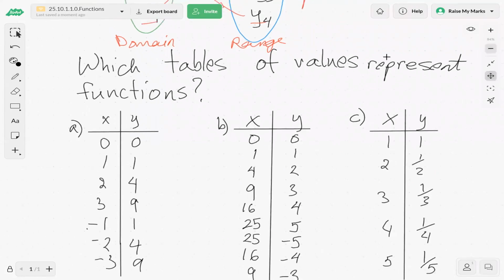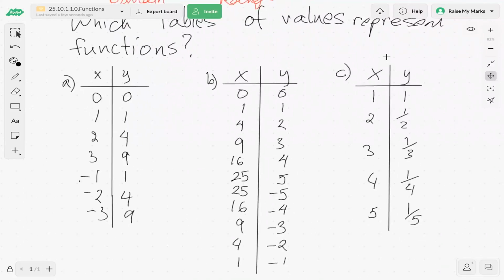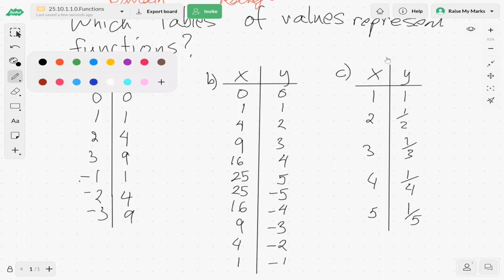A function is a mapping where every value in the domain maps to a single value in the range, or at most one value. That's probably a better way of saying it. Every value in the domain maps to at most one value in the range. In this case, our first column, our x column, is the domain, and our y column is the range.